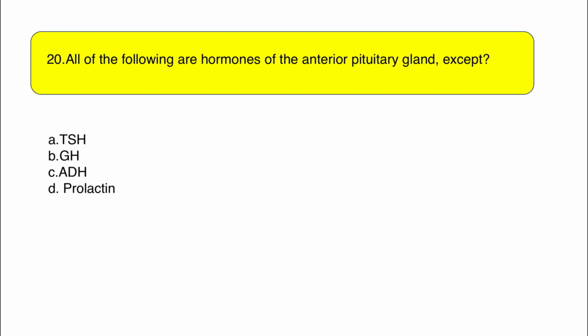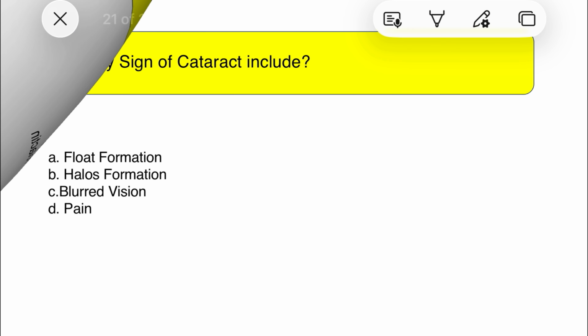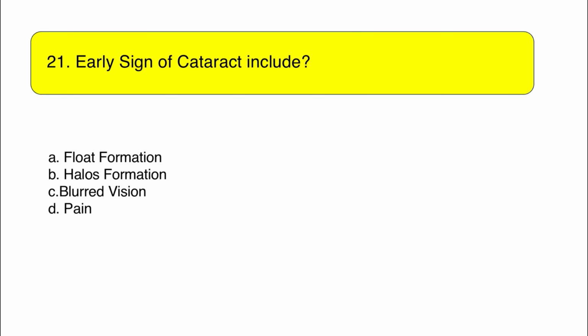Which of the following are the hormones of the anterior pituitary gland except option A, TSH, option B, GH, option C, ADH, option D, prolactin. The right answer is option C, ADH. Early signs of cataract include option A, floaters formation, option B, halos formation, option C, blurred vision, option D, pain. The right answer is blurred vision.